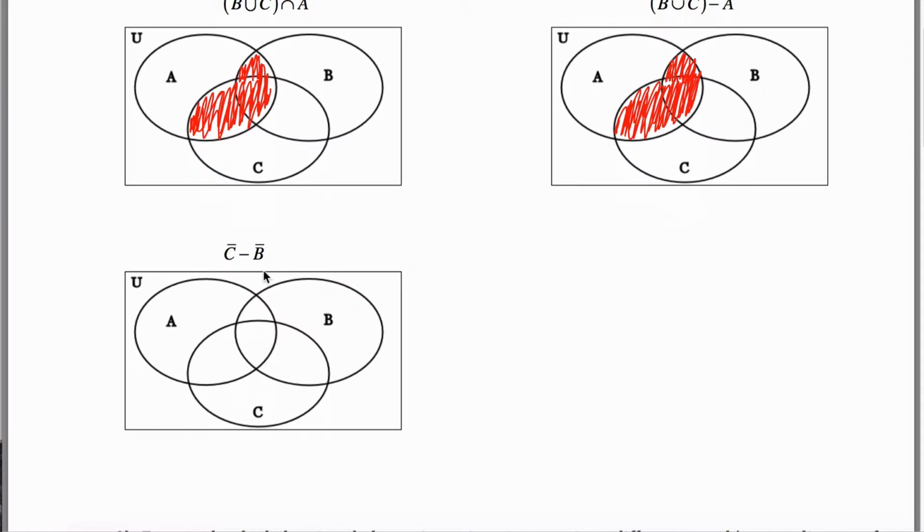What about this one? C complement minus B complement. Well, C complement, you're looking for everything that is not in this circle. So I got the outside part here, these little regions, these regions, everything that's not in this circle. I want to start with that, but then what I want to do is erase everything that is not in this circle. So I start out with a lot of stuff, everything except for this circle right here, but then I erase most of it. I erase anything that's not in this circle. So what I will keep is this region right here.